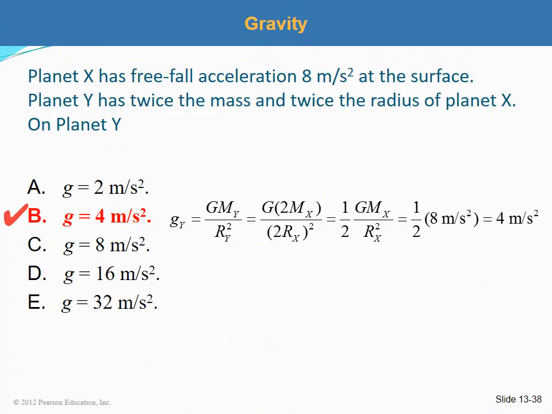The answer is B, 4 meters per second squared. We can see from proportional reasoning that the gravitational acceleration must be 1/2, giving us 4 meters per second squared.